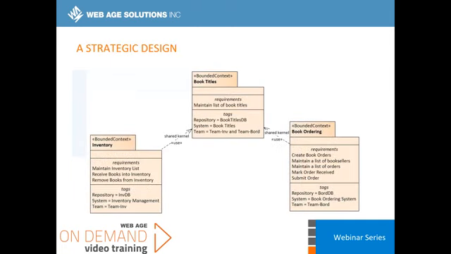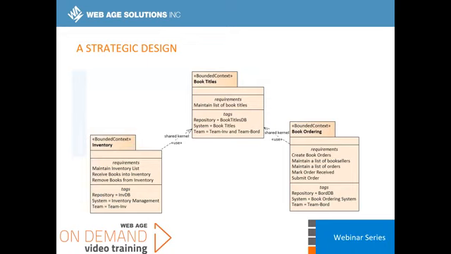Now, as we move a little bit further through our design, there's a lot of information that we can keep track of, or add to our strategic design. So here we have the same inventory and book ordering contexts that are using the book titles by way of a shared kernel mapping. We've specified some requirements for the inventory, and we've stated what these things are going to do.